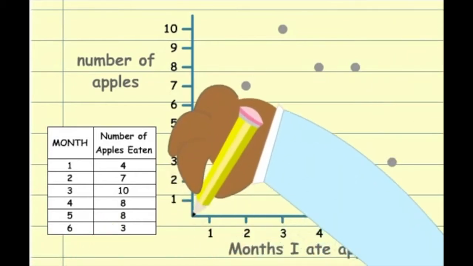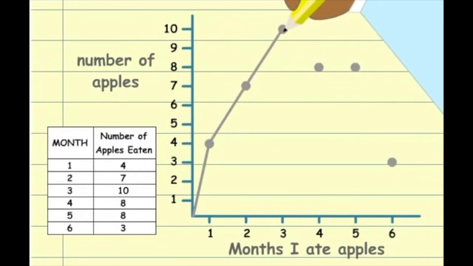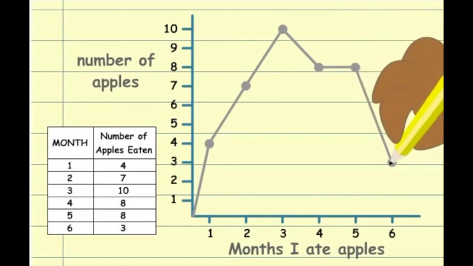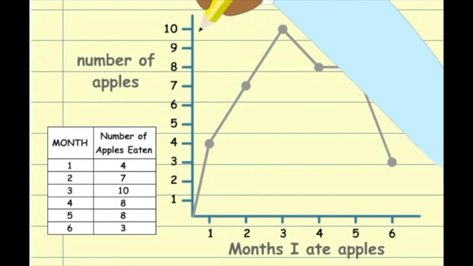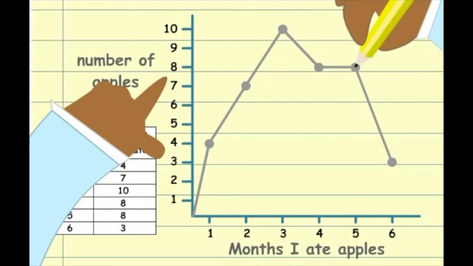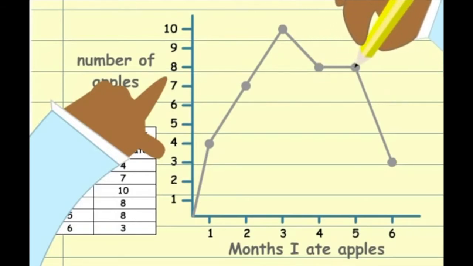To make it a line graph, just connect each point in order, just like a dot-to-dot picture. This makes the data even easier to read. In this line graph, it is easy to see that I ate the greatest number of apples during the 3rd month, 10 apples, and I ate the same number of apples in the next 2 months. I know this because the line doesn't go up or down, it goes straight across.